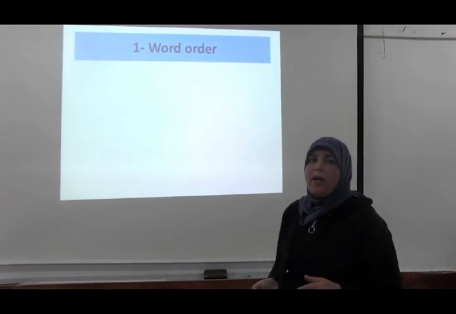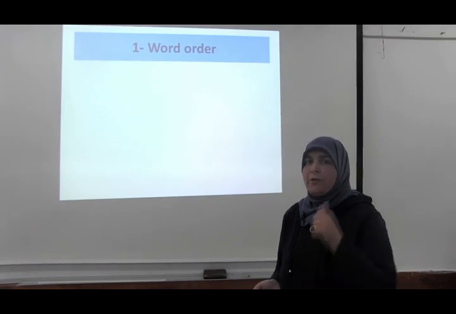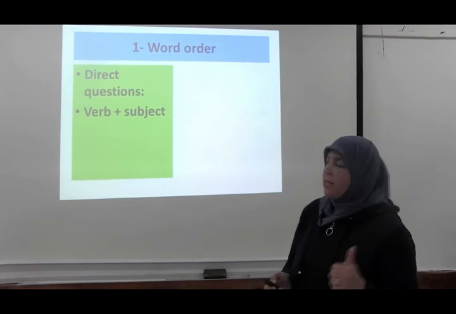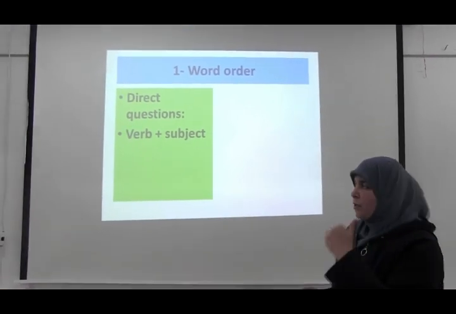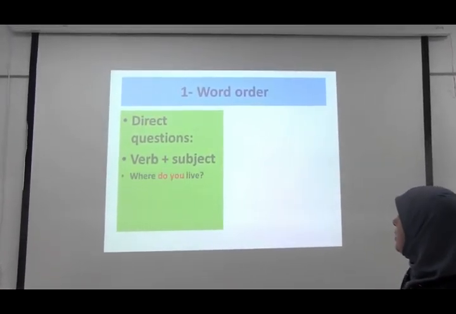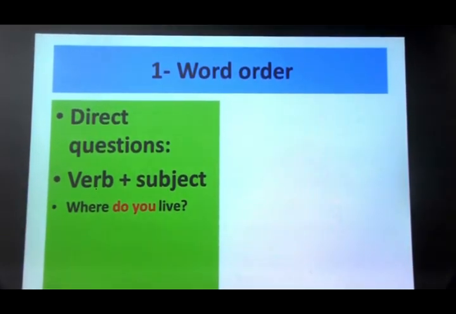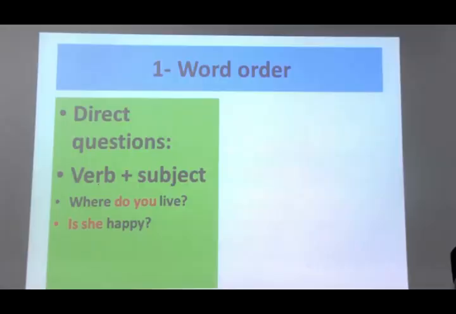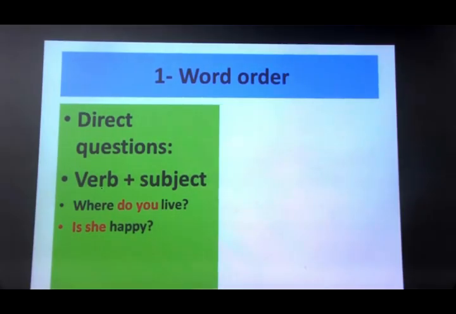Okay, let's see what you have noticed about these examples. What about the word order in these questions, whether direct or reported? Did you notice that in the direct questions, the verb comes before the subject? For example, where do you live? Look at the verb do. It precedes the subject you. Is she happy? In this direct yes/no question, is precedes the subject. Is comes before the subject.